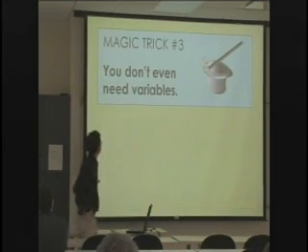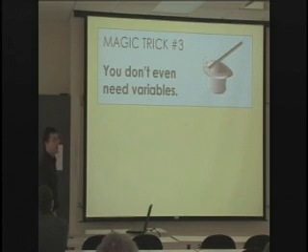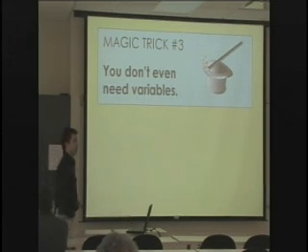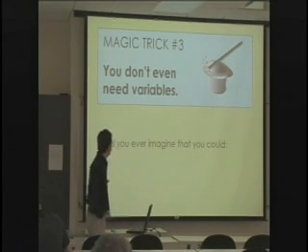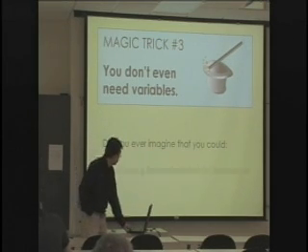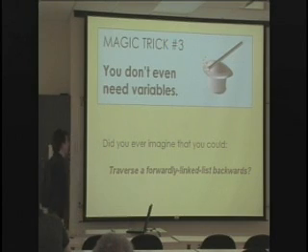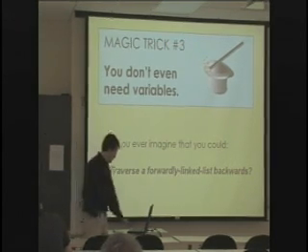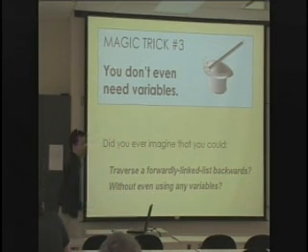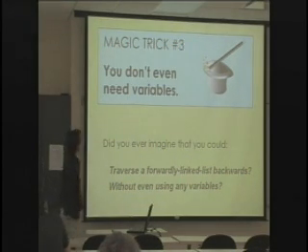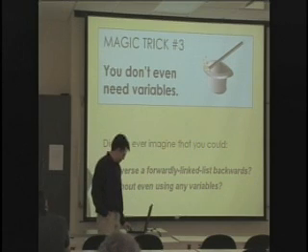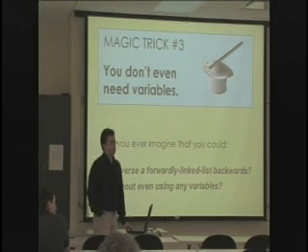Okay? So here's our third magic trick. You don't even need any variables. All right, so did you ever imagine that you could traverse a forwardly linked list backwards without even using any variables? I think that's a magic trick. But recursion lets you do it.